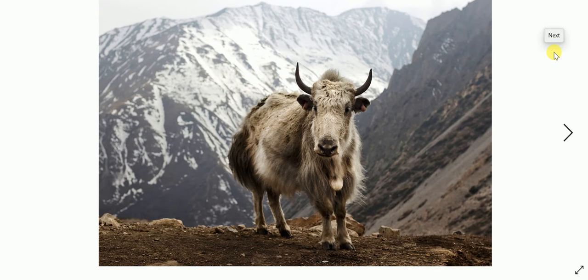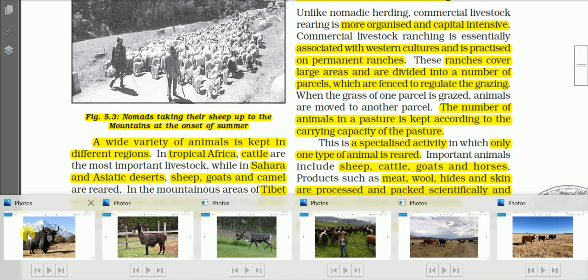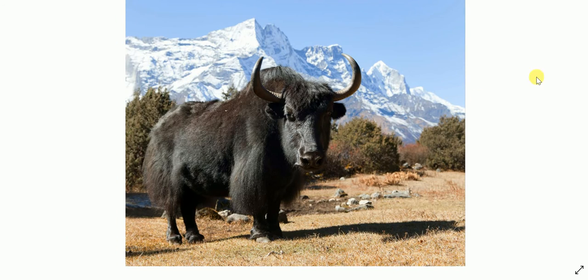So this is yak on the Annapurna Range in Nepal. Okay, and so this is another photograph showing yak in the Himalayas.